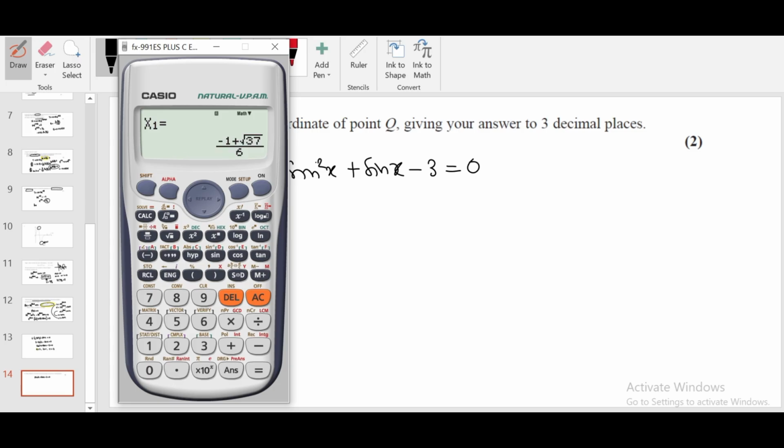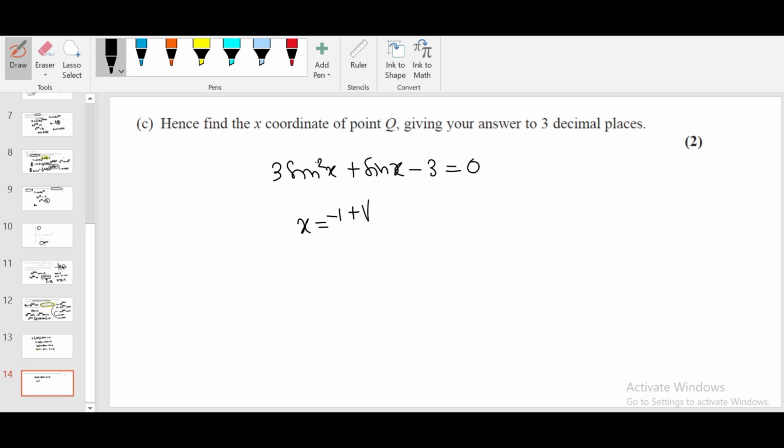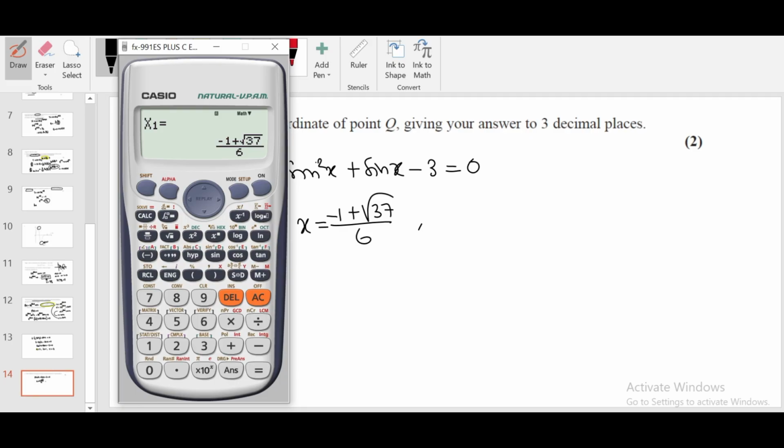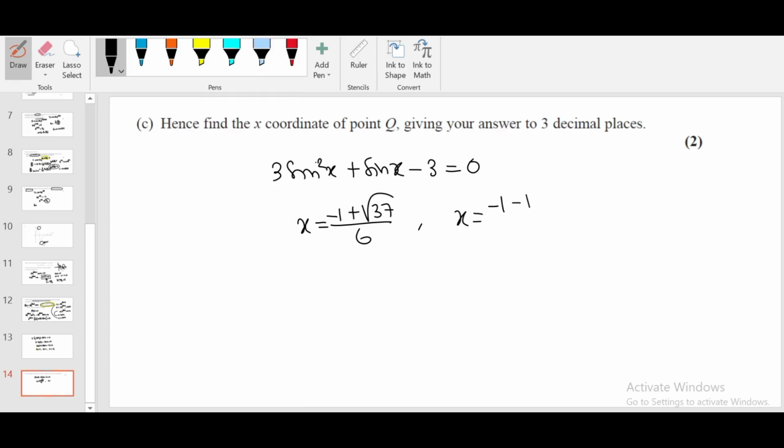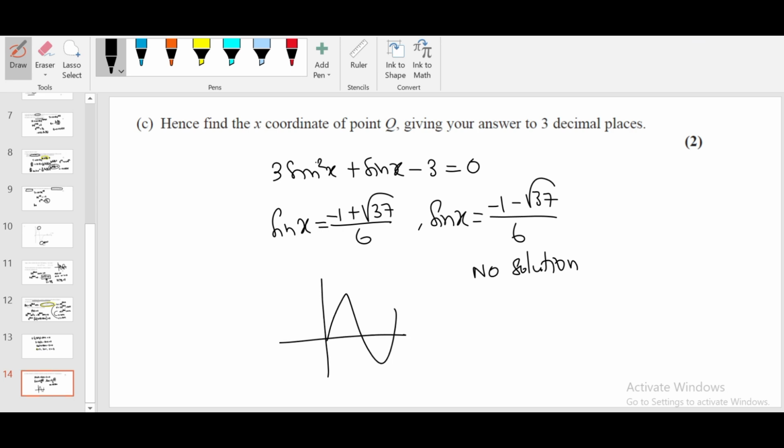Okay. sine x is equal to minus 1 plus square root of 37 by 6, which is a positive number and between minus 1 to 1, because that's the range of sine x. And the next one is a negative number but more than 1. So sine x is equal to minus 1 minus root of 37 by 6. This value is less than negative 1, so no solution, because the range of sine x is negative 1 to 1. So we are going to ignore the second one. We are going to solve the first one.